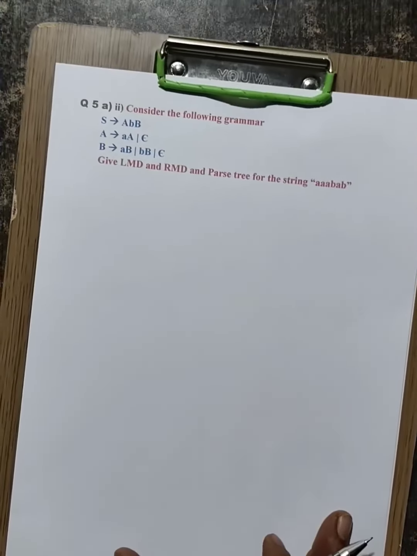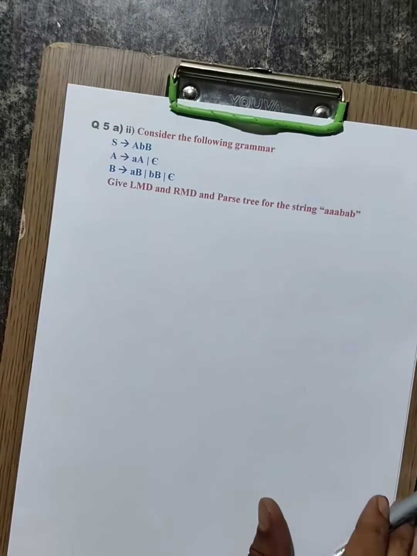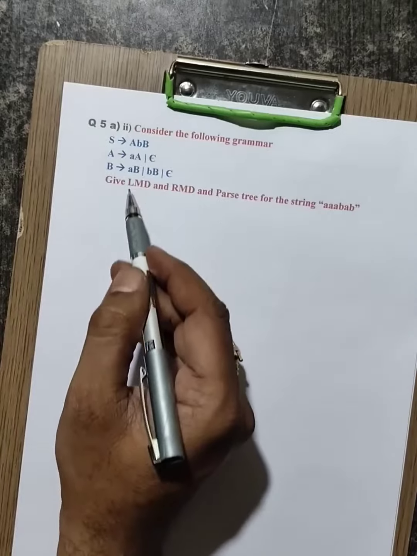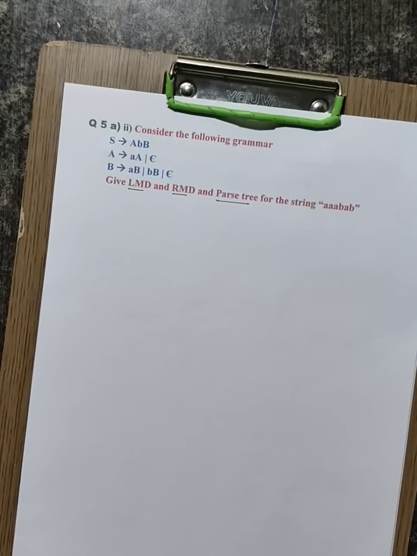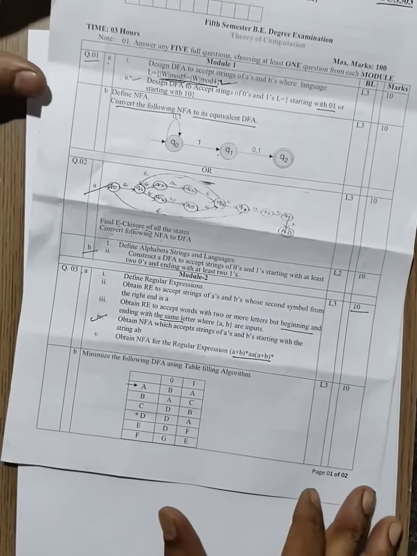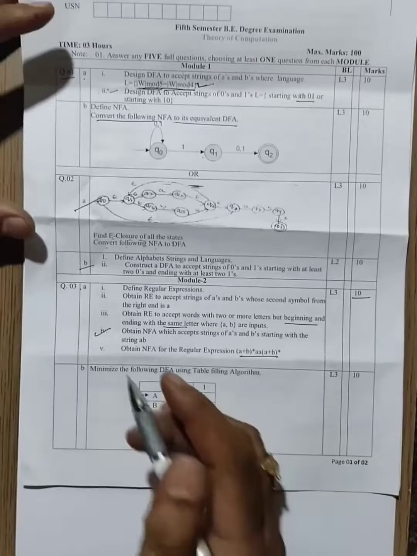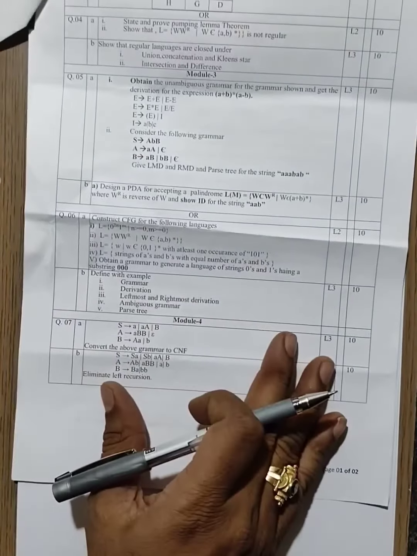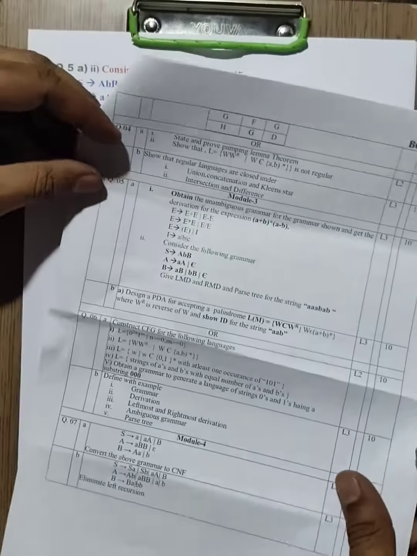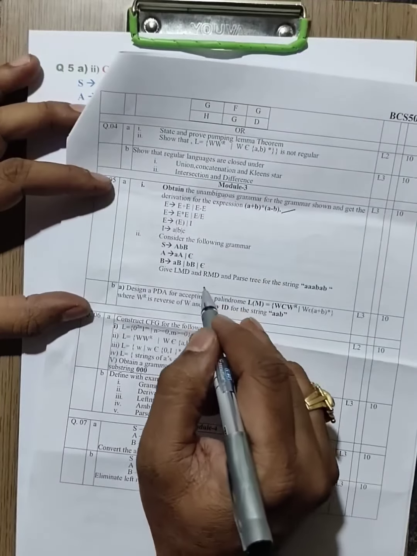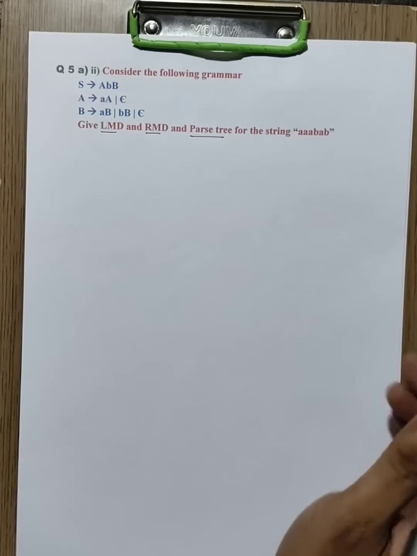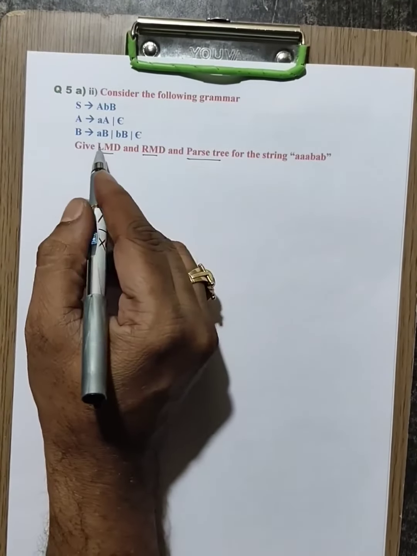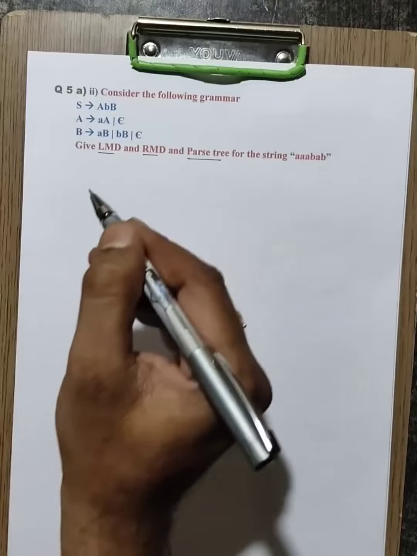Next question number 5A, second question. Consider the following grammar. The grammar is given. From this you write LMD, RMD and parse tree. This 5A is over. Then 5B is LMD, RMD and parse tree for the string. Grammar is given. This is the grammar.